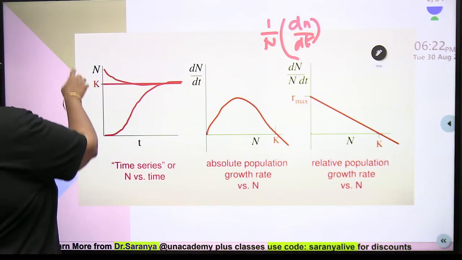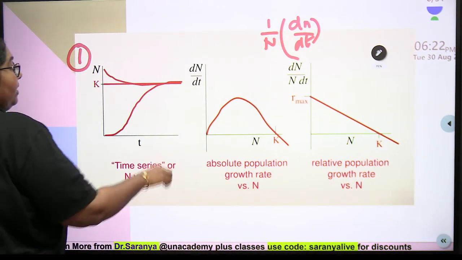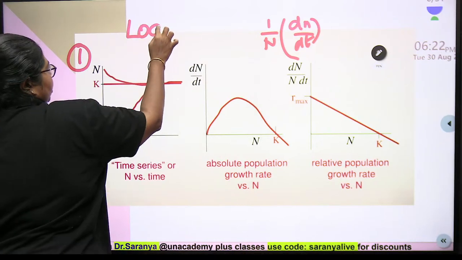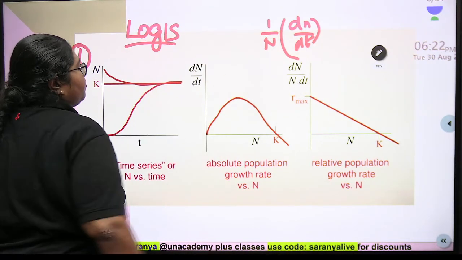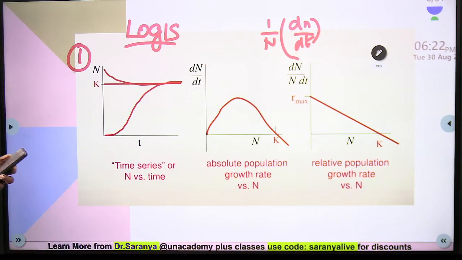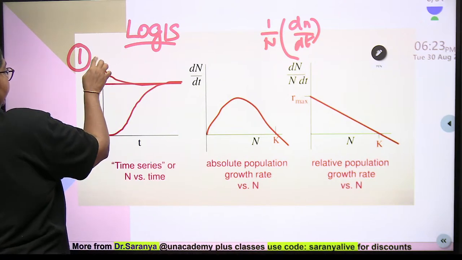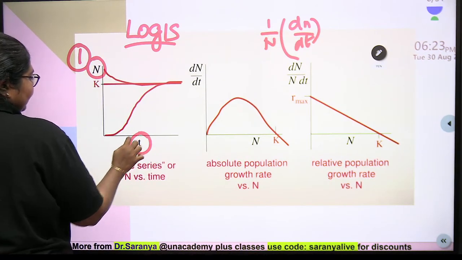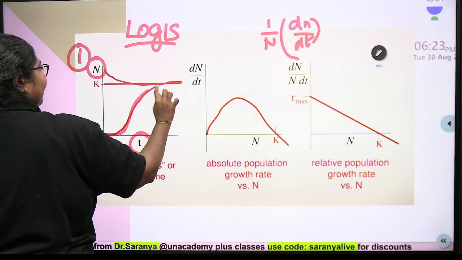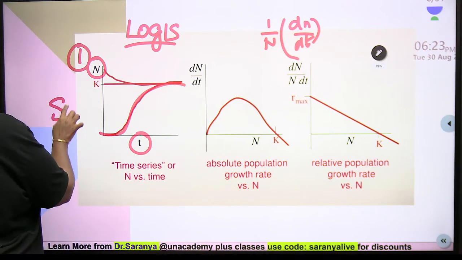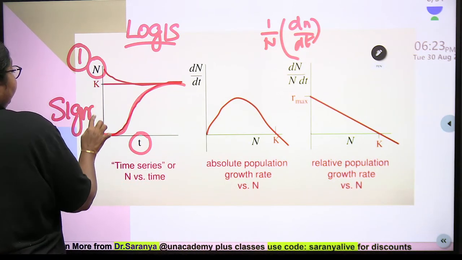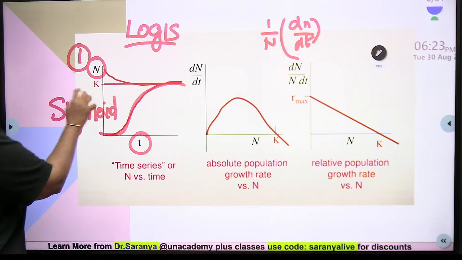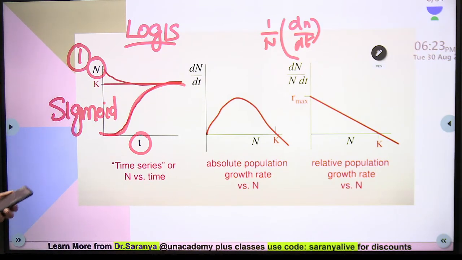See this first graph. This is for your logistic population. Logistic growth rate is there, no? For that, it is going to be the curve. If it is plotted between n versus t, how is the shape? It is sigmoidal. If it is going to be exponential, how will be the graph?